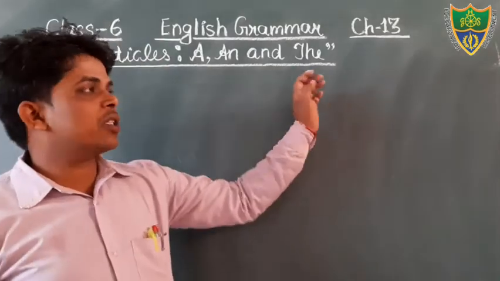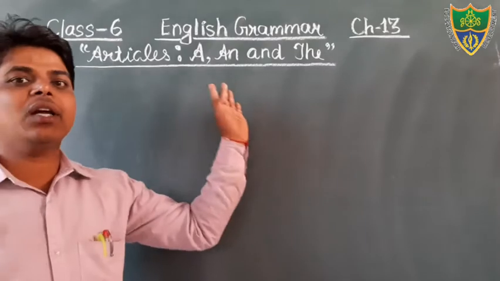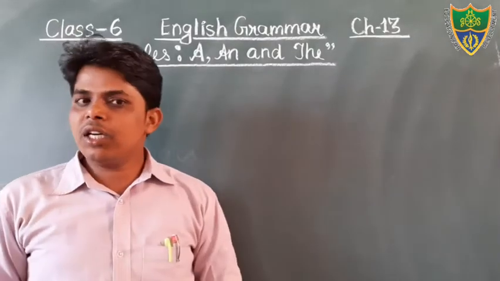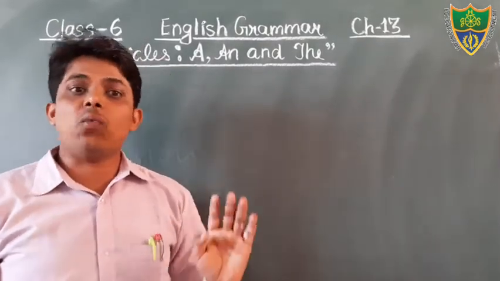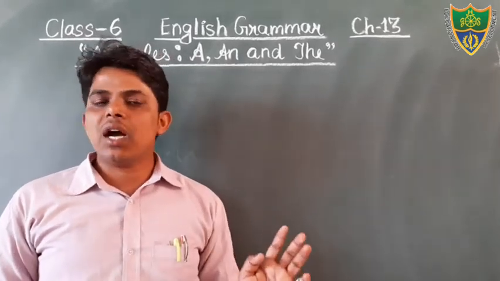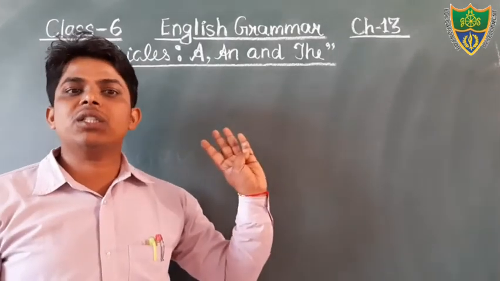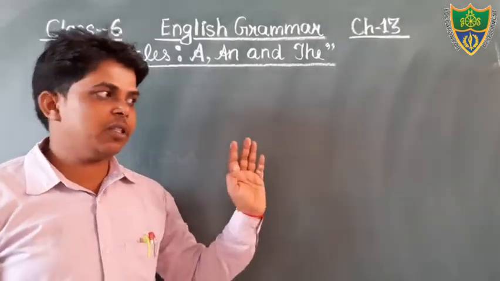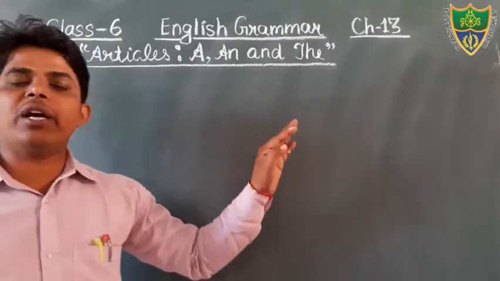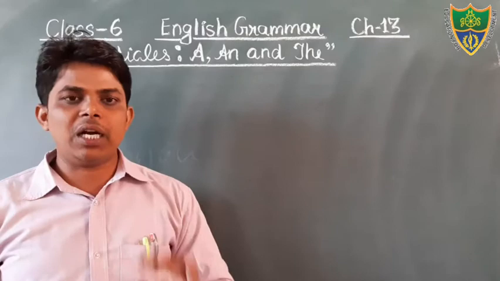Dear students, in the previous classes we were discussing chapter 13 of English grammar, that is articles: a, an and the. In the previous class we read what articles are. I told you that there are three articles: a, an and the. These three words are articles in the English language. I also told you that there are two kinds of article, indefinite article and definite article.